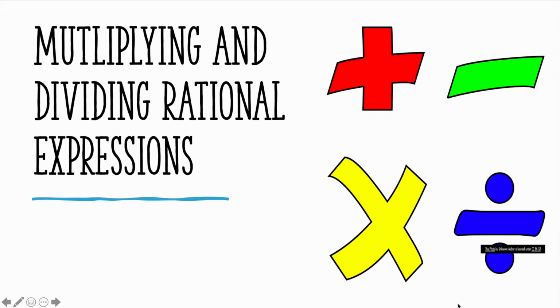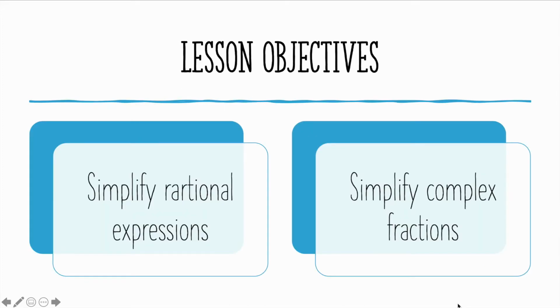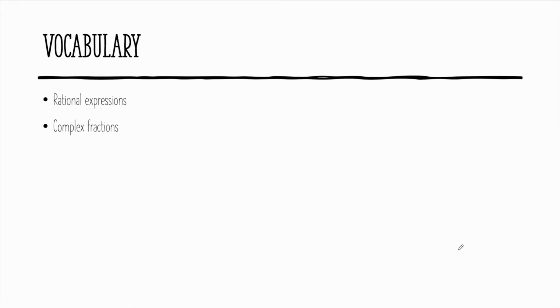Today we are multiplying and dividing rational expressions. The lesson objective is to simplify rational expressions and simplify complex fractions. The words that you need to know for today's lesson are rational expressions and complex fractions. By the end of this lesson, you should know what a rational expression is and what a complex fraction is.